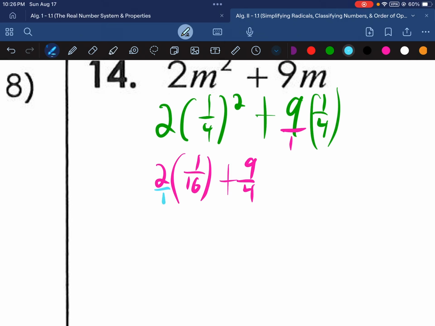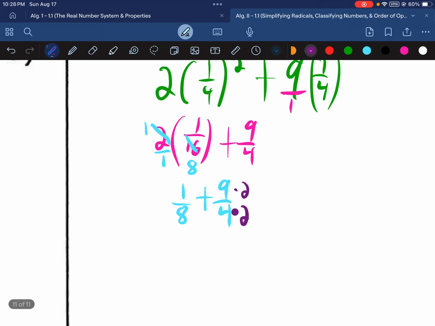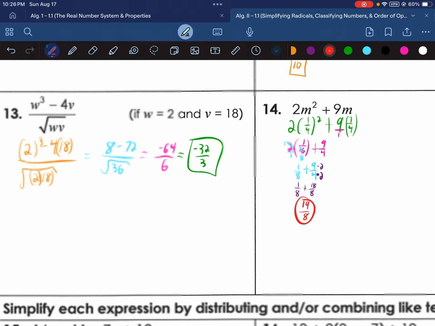2 and 16 cross reduce, however, when you do 2 times 1/16, and 2 goes into 2 once, and 2 goes into 16 8 times. So this results in 1 over 8 as you multiply straight across. So we have 1 over 8 plus 9 over 4. As we discussed earlier with number 10, in order to add or subtract fractions, we have to have common denominators. Here our common denominator between 8 and 4 will be 8. And so we multiply this one by 2 on both the top and the bottom. And we get 1 over 8 plus 18 over 8. So that results in 19 over 8. And that's our answer on number 14.